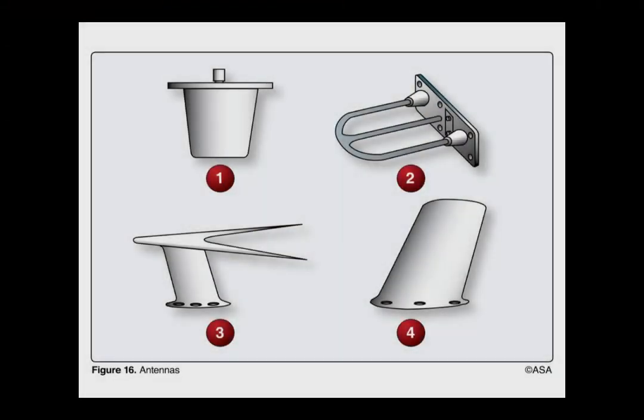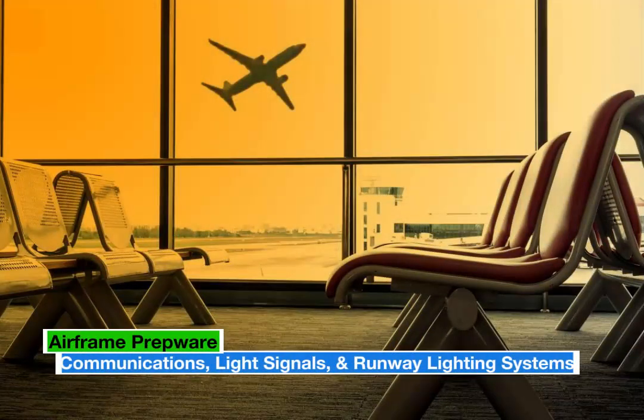Refer to Figure 16. Which of the antennas shown is a typical glidescope antenna? Two. On modern large aircraft, what electronic device typically monitors flight parameters and performs autopilot functions? Flight management computer.